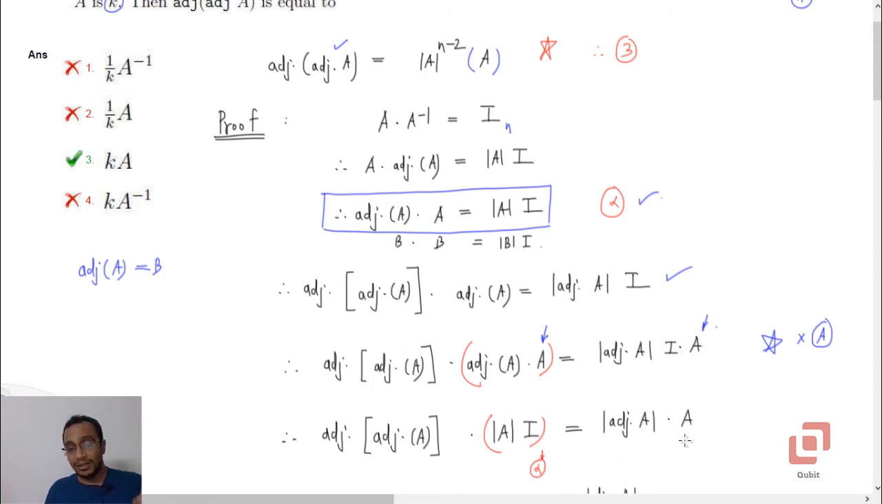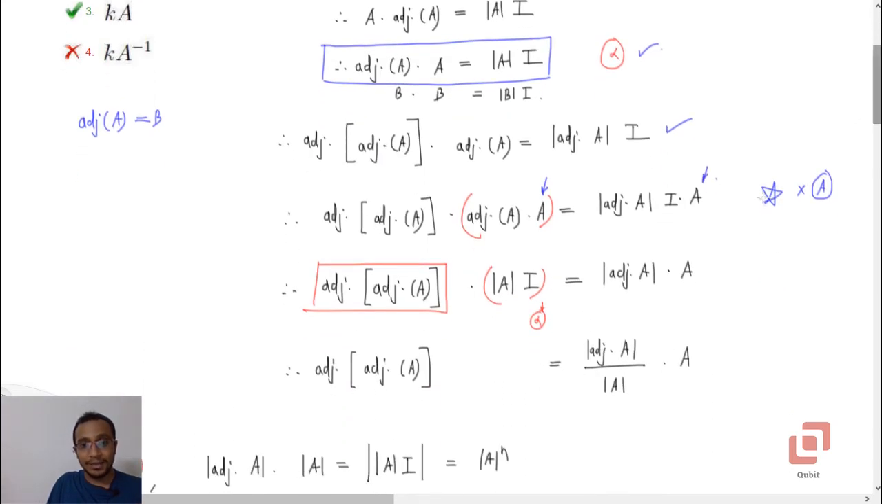Now see, the power of this particular step is that it has adjoint of adjoint of A on one side and the identity matrix on the same side. So we have virtually got the answer. We now need to shift determinant of A to the other side. Because it is a scalar, we can do that. So in the next step, we divide both sides by the scalar determinant of A. So adjoint of adjoint of A is equal to determinant of adjoint of A divided by determinant of A times A.